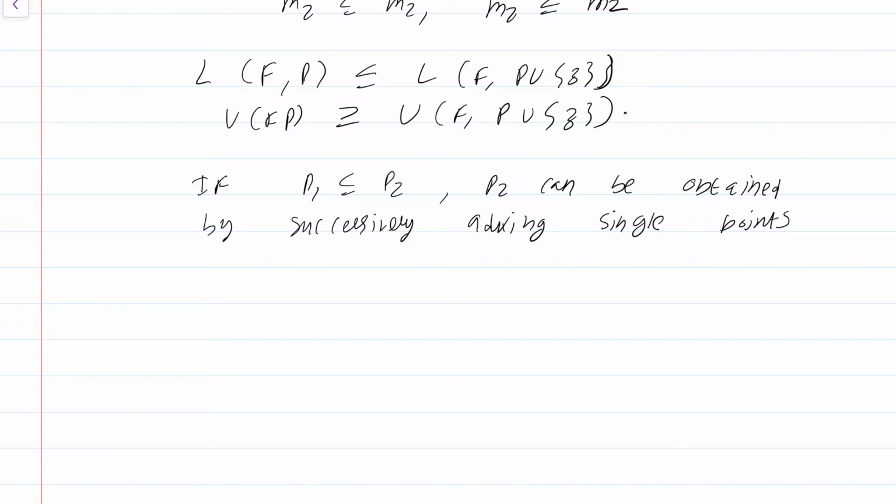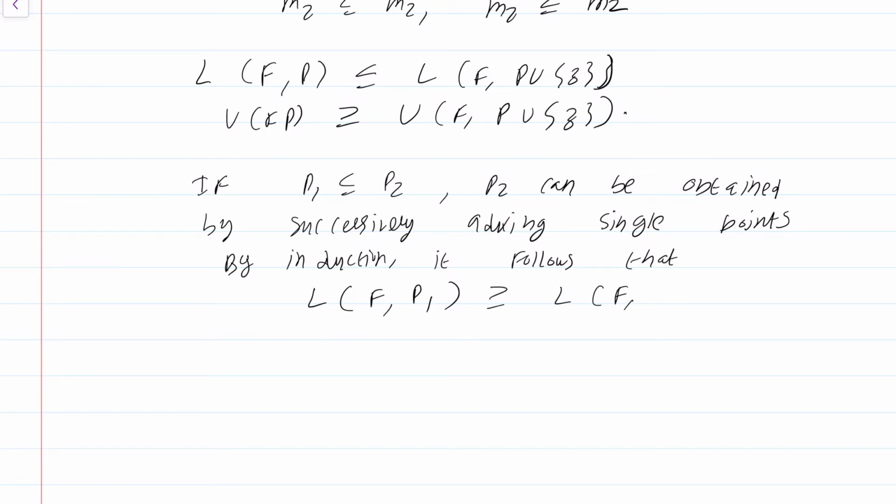Right? You keep adding one point at a time. By induction, it follows that L of f, P1 is going to be less than or equal to L of f, P2, and U of f, P1 will be greater than or equal to U of f, P2. An easy argument through induction finishes this proof that the lower sums will have to increase and the upper sums will have to decrease when you do a refinement.